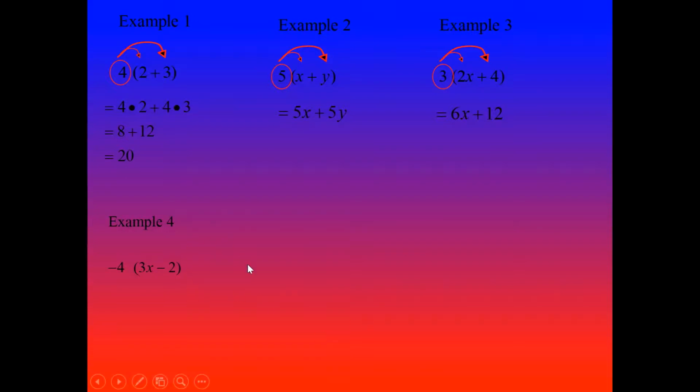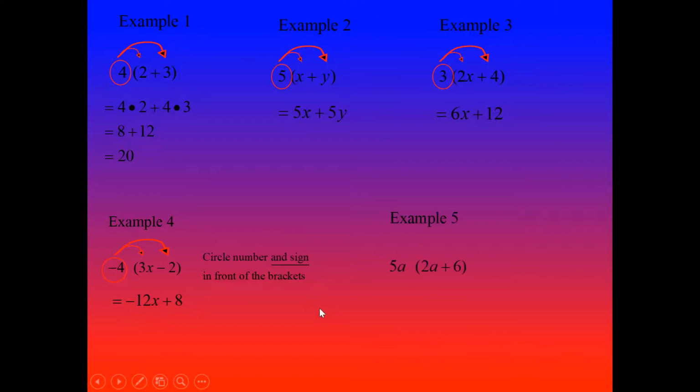And then you need to be very careful with negative numbers now. So negative 4 times 3x. Right, so circle them, and then you're multiplying to get rid of the brackets here. So negative 4 times 3 is negative 12x, and then negative 4 times negative 2, two negatives will multiply to positive 8. So the final answer is minus 12x plus 8. Now you cannot further simplify this because these two are unlike terms. This one has got variable x, this one doesn't.